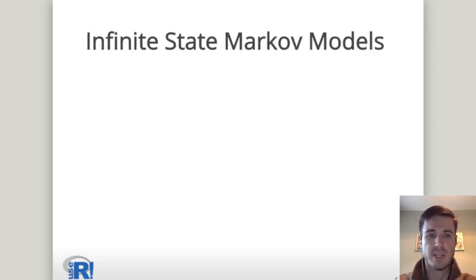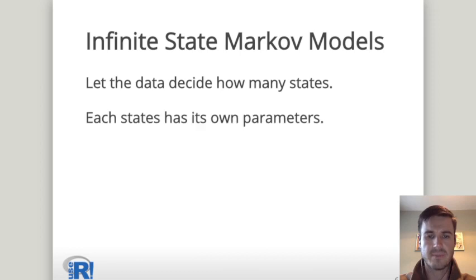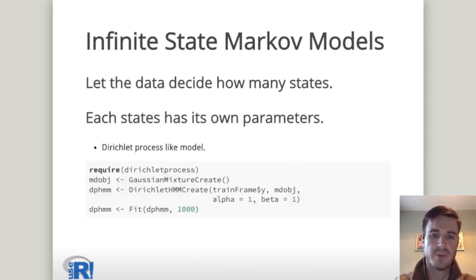So instead, we can use an infinite state Markov model, and this lets the data decide how many states are appropriate. And each state has its own parameters, and it is a Dirichlet process type of model. So this means we can use my Dirichlet process package to fit these types of models very simply. And in just 3 lines of code, you can start fitting these types of model on your own data.